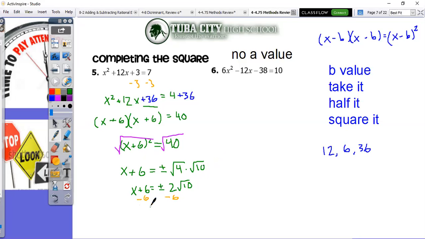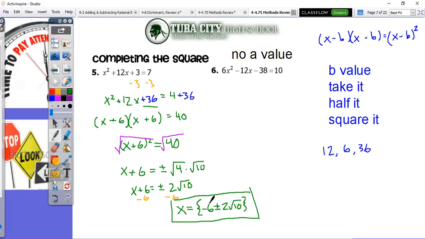So let's go ahead and write our answer. I think we're ready to show the answer. So that is x is equal to the set of negative 6 plus and minus 2 times the square root of 10. And again, if I were to plug this into a calculator, I would get a big old long repeating number, which is why we use radical notation. And we are done with this one.